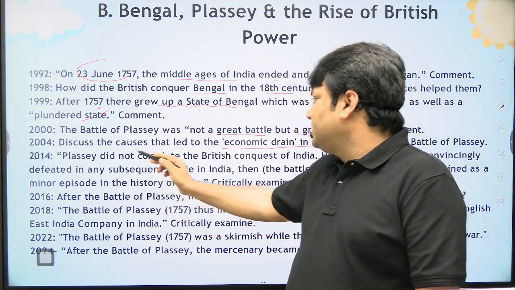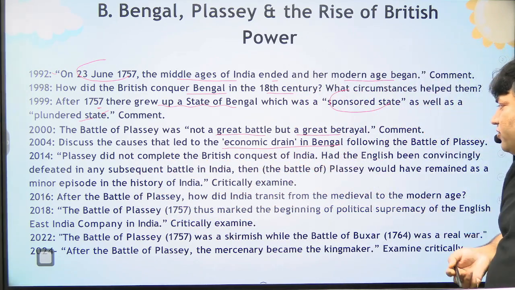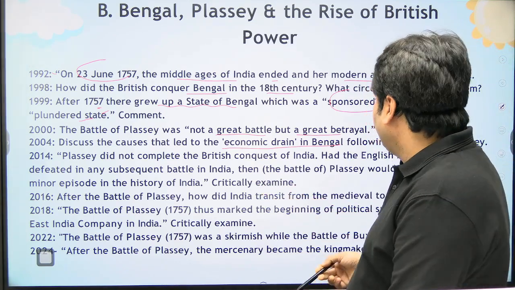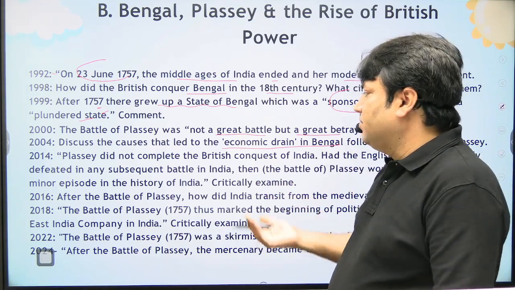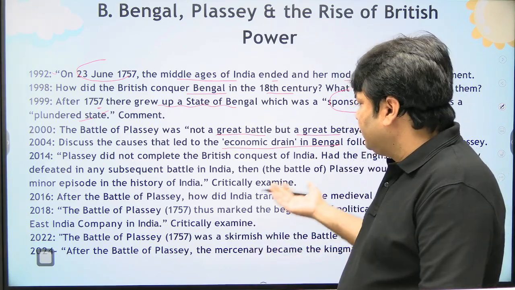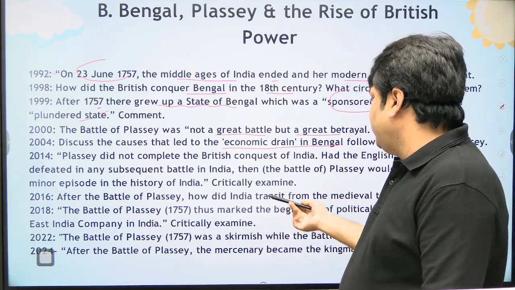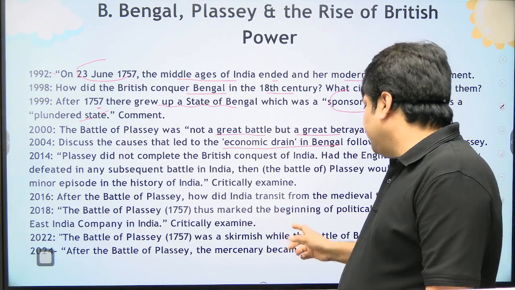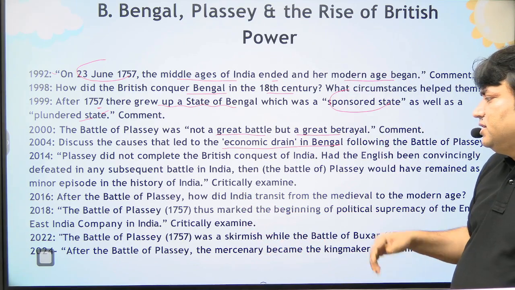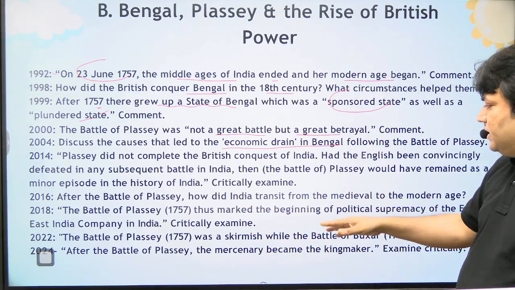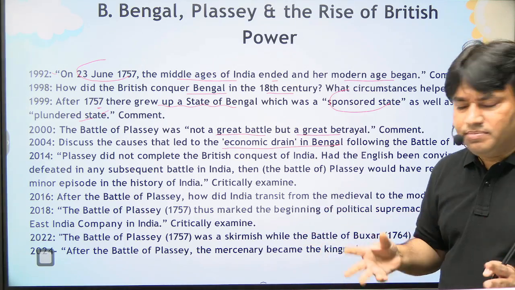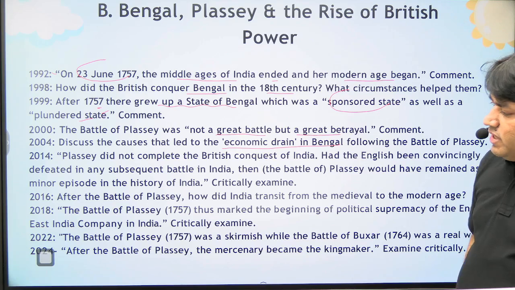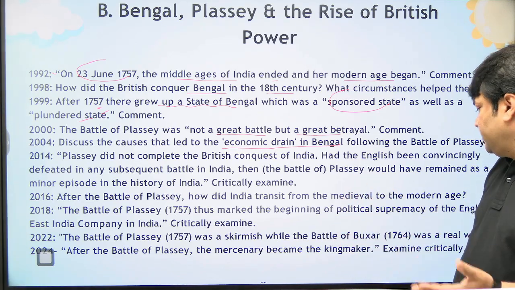Plassey did not complete the British conquest of India. Had the English been convincingly defeated in any subsequent battle in India, then the Battle of Plassey would have remained a minor episode in the history of India. Critically examine. After Plassey, how did India transit from the medieval to the modern age? The Battle of Plassey thus marked the beginning of political supremacy of the English East India Company in India. Critically examine. The Battle of Plassey was a skirmish, while the Battle of Buxar was a real war. In this part also you can put the question: after the Battle of Plassey, the mercenary became the kingmaker. Examine critically.